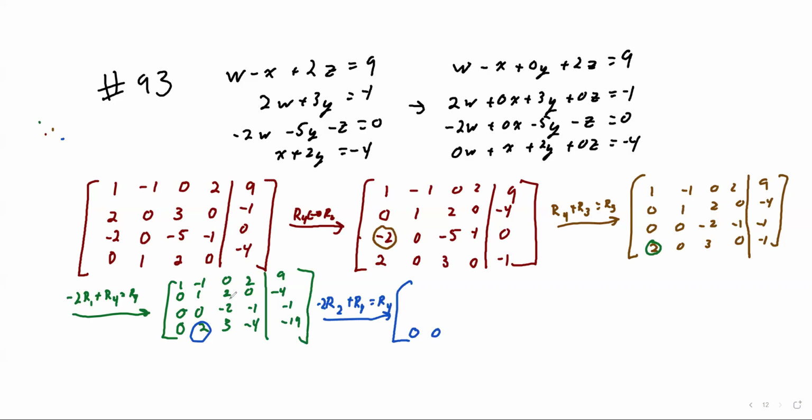-2 times 2 is -4 plus 3 gives me -1. -2 times 0 is 0 plus -4 gives me -4. -2 times -4 is 8. 8 plus -19 is -11.